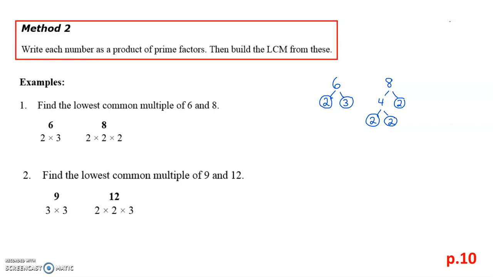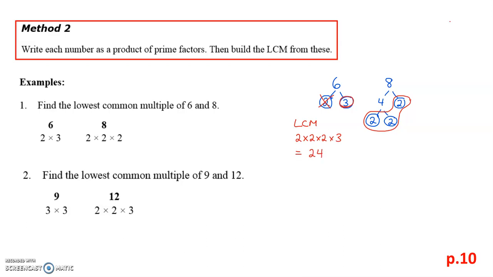So for example, under the 6 you have a 2 and a 3, and under the 8 you have 3 2s. Because the 8 has 3 2s, you're going to take all 3 of those, but not the 2 with the 6. So you're not going to repeat between the two numbers. And because the 6 has a 3, you're going to take that one, because the 8 does not have a 3. So the lowest common multiple of 6 and 8 is going to be 2 times 2 times 2 times 3. And if we calculate that, 2 times 2 times 2 is 8, times 3 is 24.